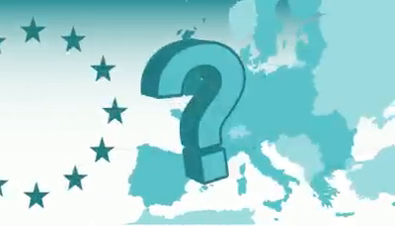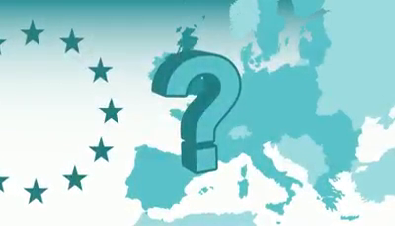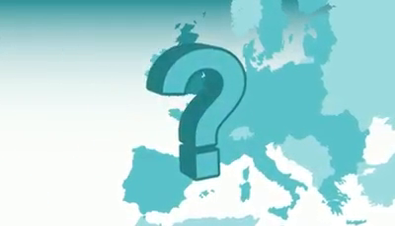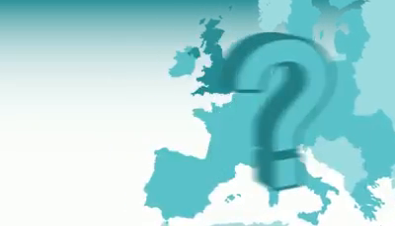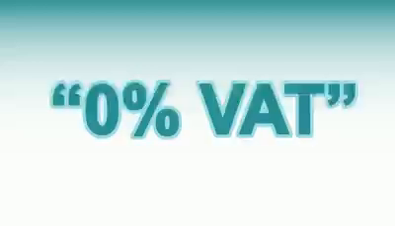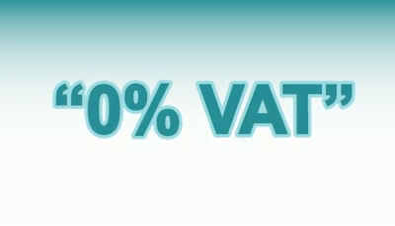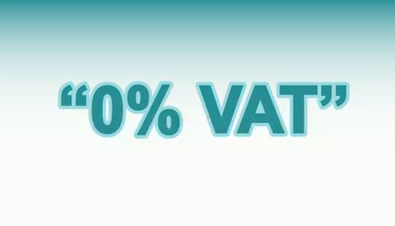What about selling goods to other EU countries? Well, if you're VAT registered and you sell goods to another VAT registered business, you normally zero rate them, meaning you add no VAT to the price. But you'll need your customer's VAT number to do this. You'll also have to keep evidence to show that the goods have left the UK.